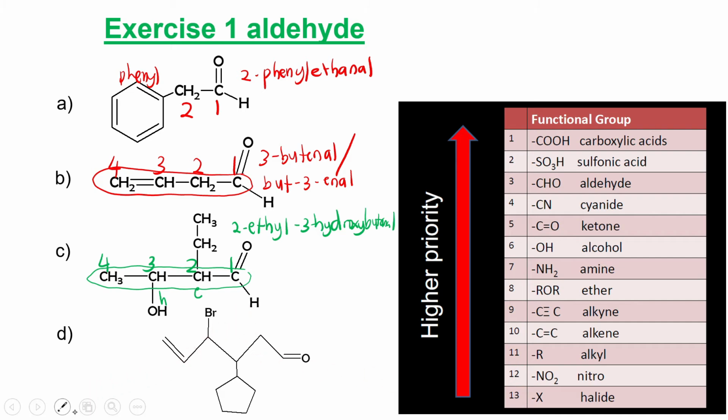So we will start numbering from here, carbon 1. So 1, 2, 3, 4, 5 and 6. So longest continuous carbon is 6. Carbon number 3 has this one, cyclopentane, cyclopentyl. This one is bromo, alphabet B, this is C. So this one is alkene, carbon number 5.